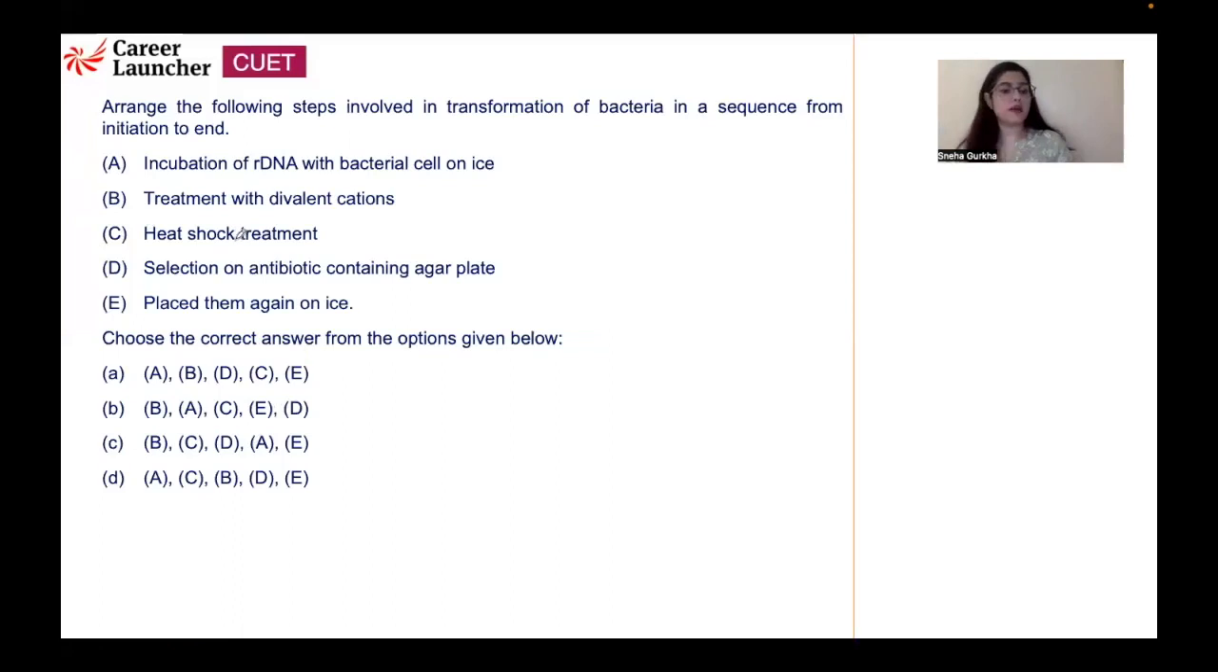Next comes question 16. We have to arrange the following steps in transformation of bacteria in sequence from initiation to end. So first will be treatment with divalent cations, then incubation of rDNA on ice, then heat shock treatment, again place on ice, and selection of antibiotic containing agar plate.